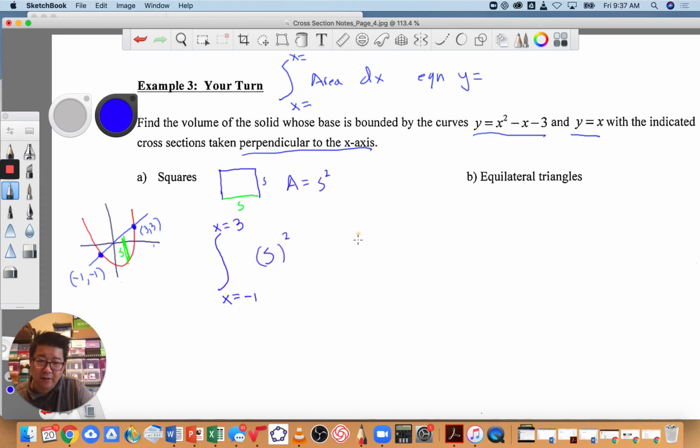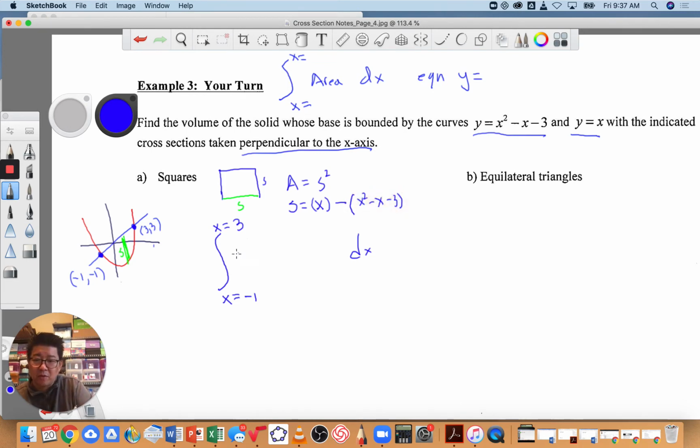dx. Okay, all right. So now the problem is obviously s is in terms of x, and we have to translate this. What does this mean? So at this point, what we're going to do is replace this now with the actual what s is equal to. So in this case, s is equal to top, which is the x. So I'll put in parentheses, minus the bottom equation, which is the parabola. So this would be x squared minus x minus 3.